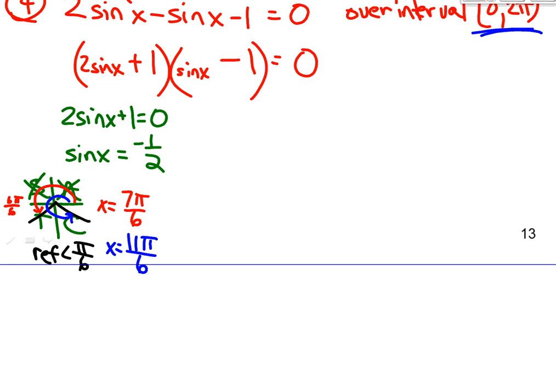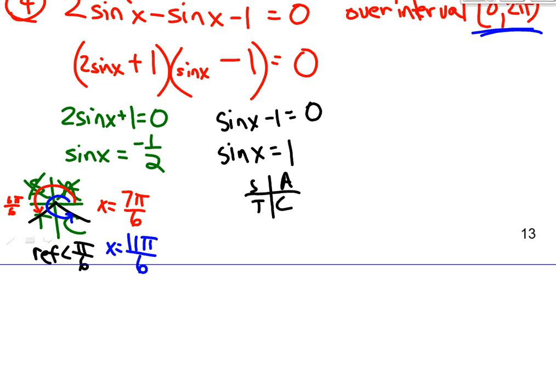So that gives us two solutions for that factor. Then we have this other factor, sine of x minus 1 equals 0. So the sine of x equals positive 1, and that's going to be one of those quadrant angles. Or, well, it's on our table as well. Let me do the "All Students Take Calculus." When is the sine of x equal to 1? At pi over 2.